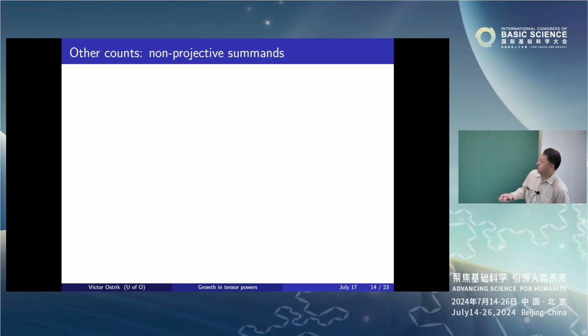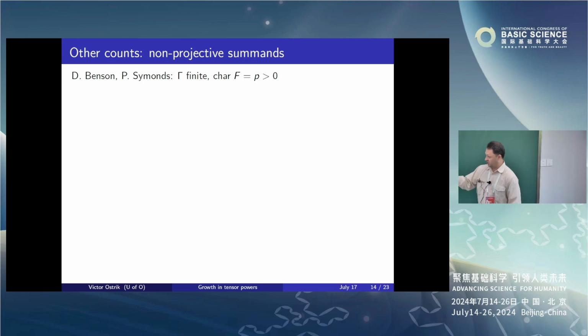Okay, so we can try to count these indecomposable representations in a tensor power of V in some other ways. Here is one possible approach, which was suggested by Benson and Symonds.